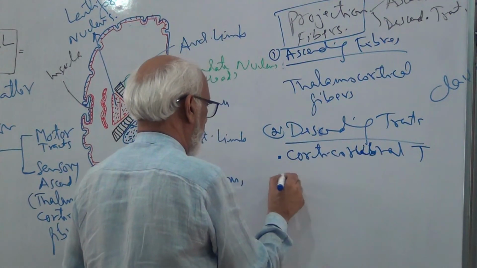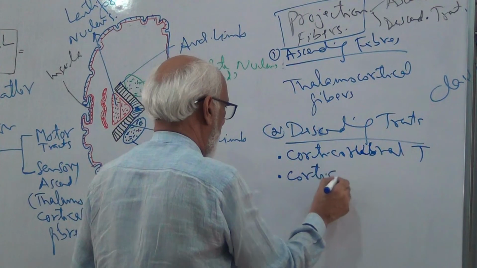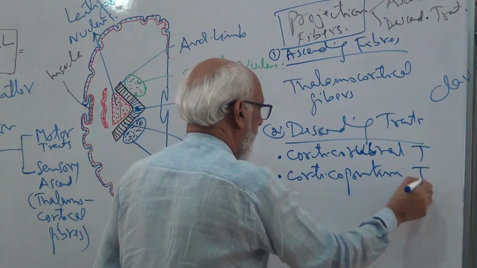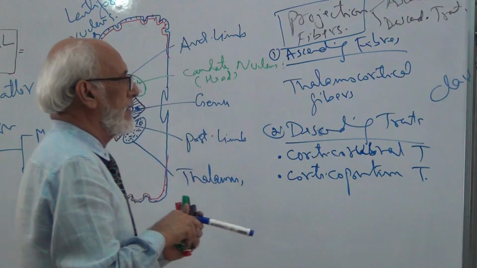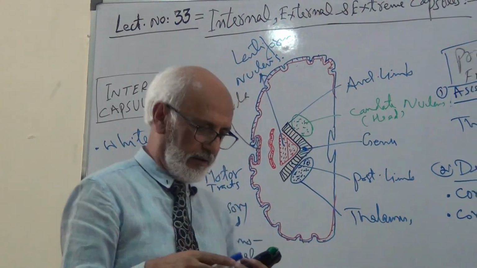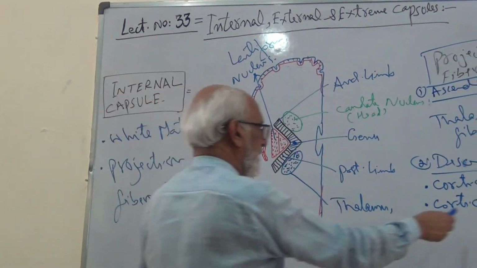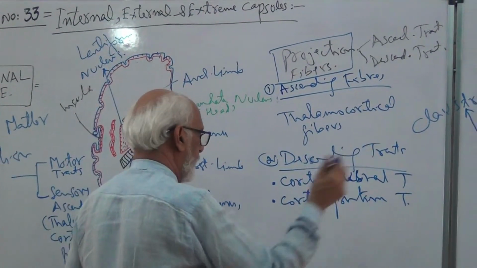Second, cortico-pontine tracts. The fibers arise from the cerebral cortex, pass through the corona radiata and internal capsule, pass through the midbrain, and enter the pons where they terminate in the pontine nuclei. So, cortico-pontine tracts.